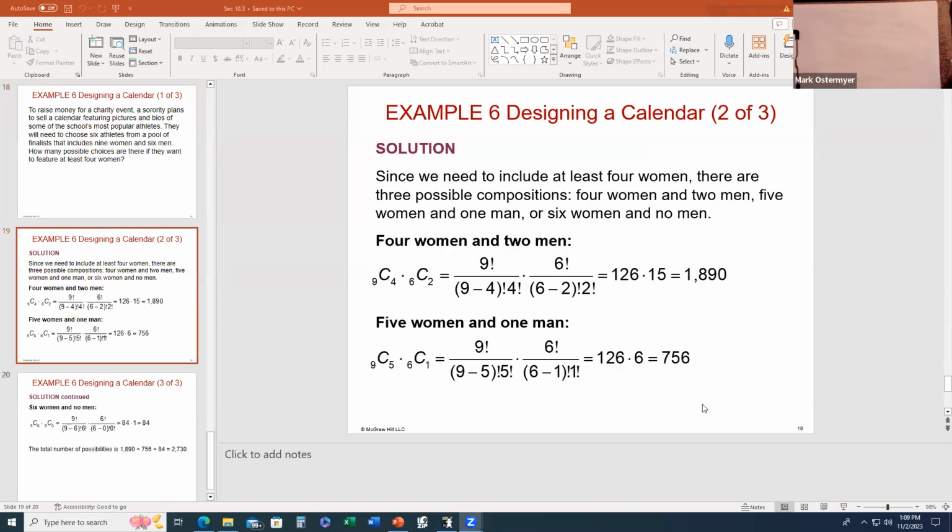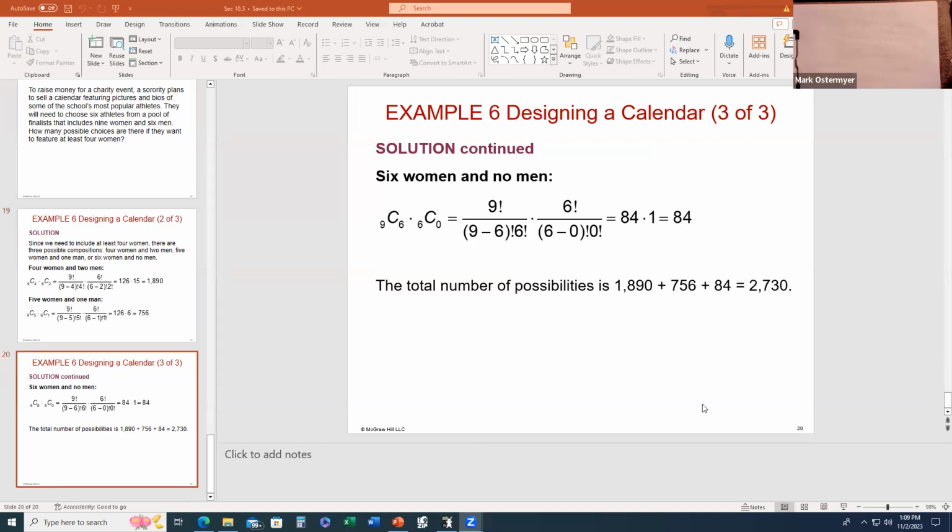And let's see if they got the same thing here. Oh, well, guess what, ladies and gentlemen? They are allowing for what? All 6 women and no men. Do you agree? If you allow for that, you'd have to add another combination here: 9 in combination with 6 times 6 in combination with 0.